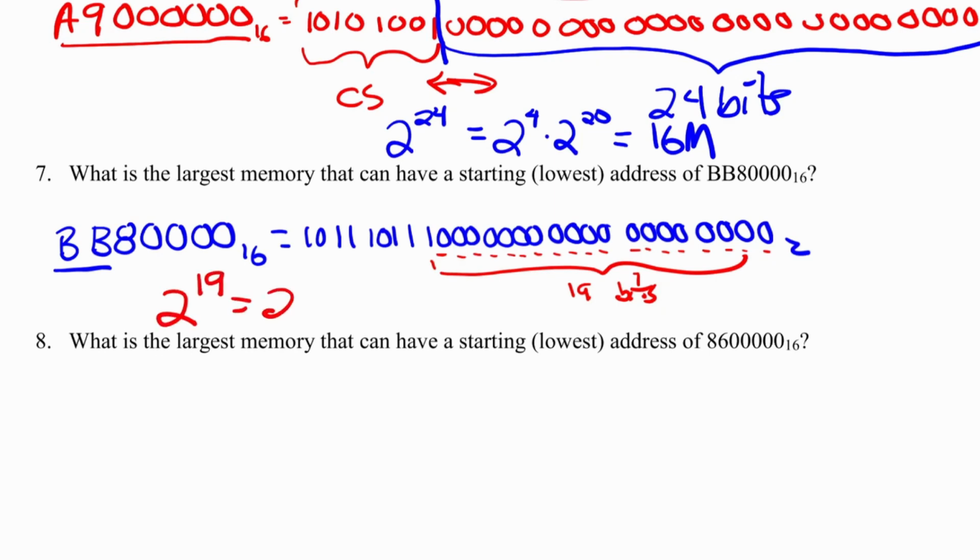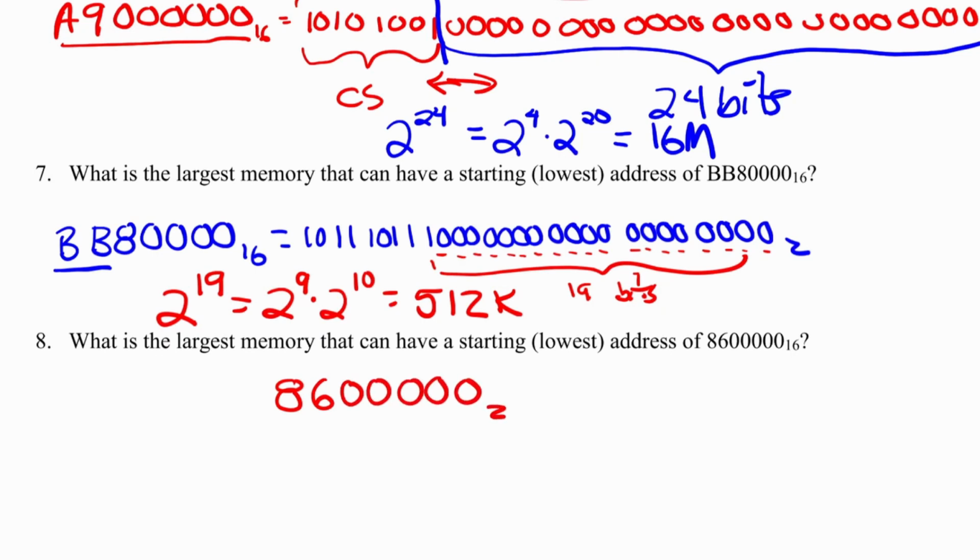2 to the 19th is the same thing as 2 to the 9 times 2 to the 10. 2 to the 9 is 512, and 2 to the 10 is a K. So 512K, that's the biggest one we can fit in there. Now, what's the largest memory that can have a starting or lowest address of 8600000? Lots of zeros there, huh?